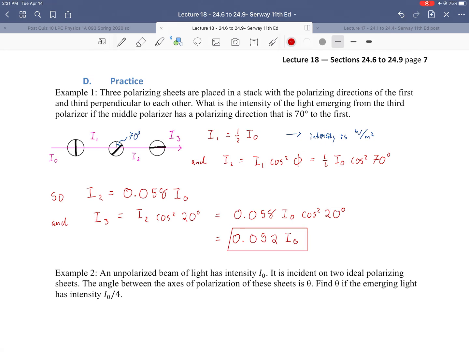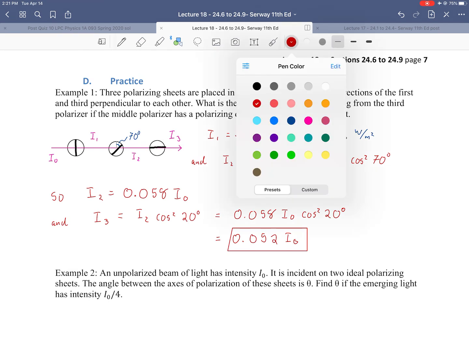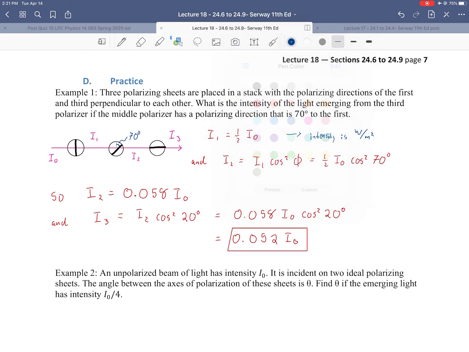So here's a question for you. What if we didn't have the middle polarizer? If we didn't have the middle polarizer, then the intensity passing through would be 0. So note, without the middle polarizer, the final intensity would be 0.